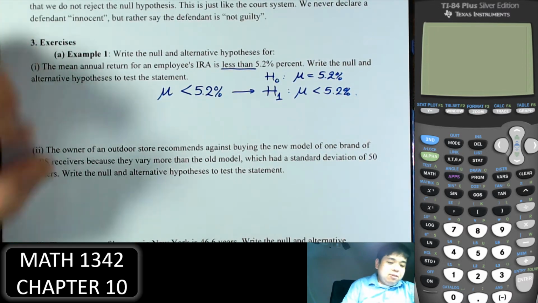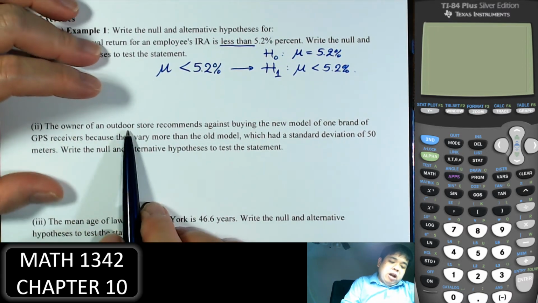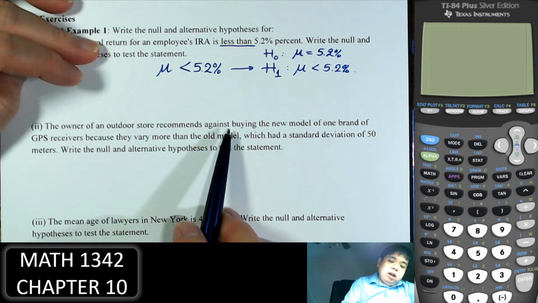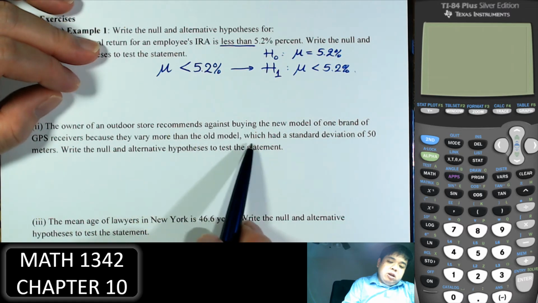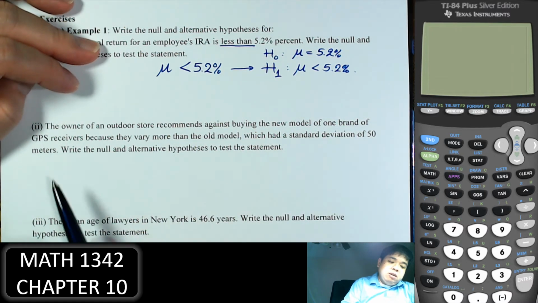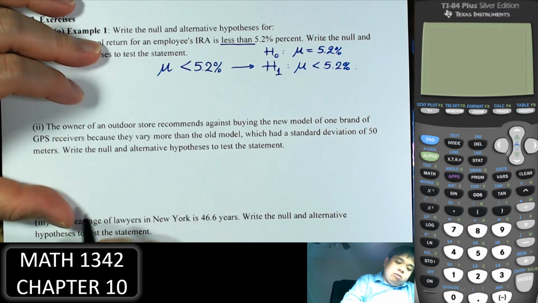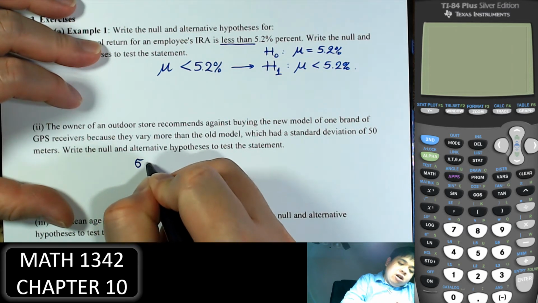Next, the owner of an outdoor store recommends against buying the new model of one brand of GPS, which has a standard deviation of 50 meters. So, standard deviation of 50 meters.